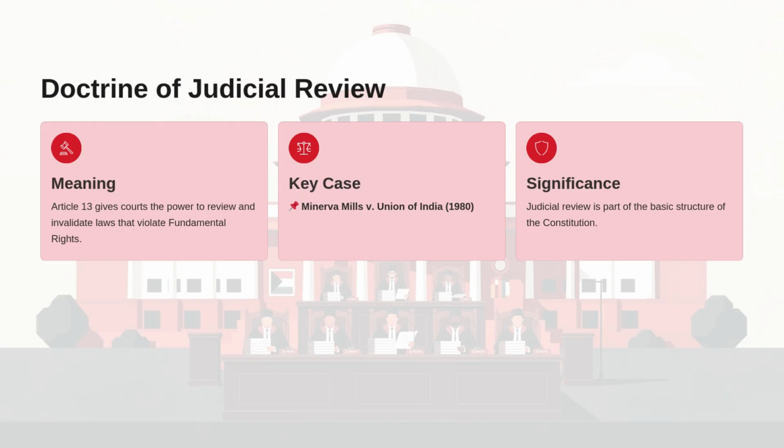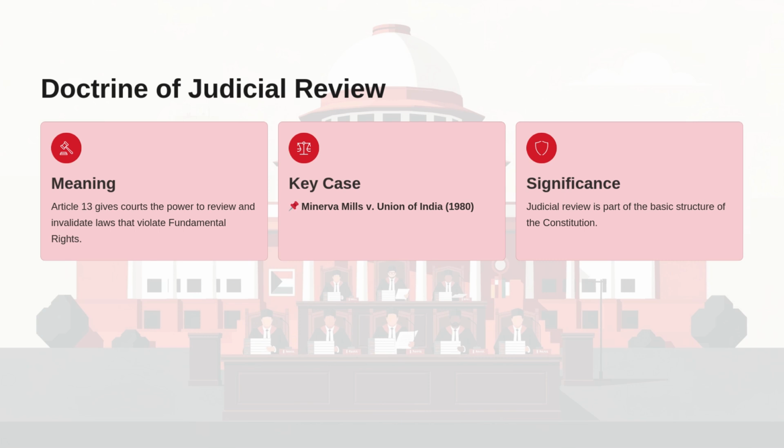Next, we come to a very important doctrine, the doctrine of judicial review. Now, Article 13 empowers the courts to examine and invalidate laws that violate the fundamental rights. And the key case on this point is Minerva Mills versus Union of India. So, what is the significance or importance of judicial review?